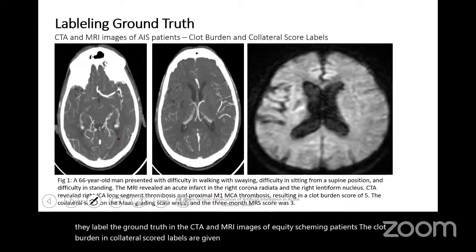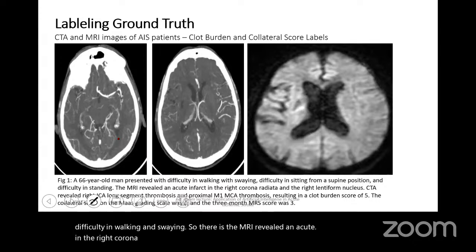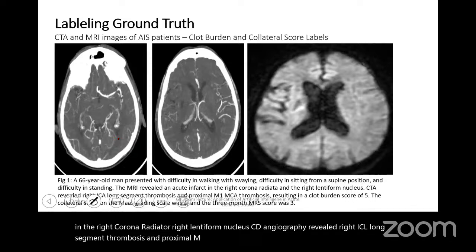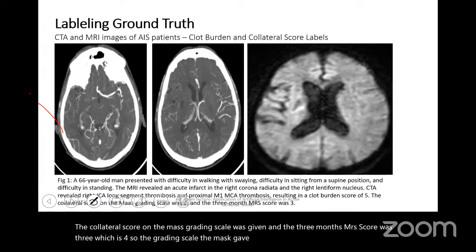Here is a 66-year-old man who presented with difficulty in walking and swaying. The MRI revealed an acute infarct in the right corona radiata and right lentiform nucleus. CT angiography revealed right ICA long segment thrombosis and proximal M1 MCA thrombosis, resulting in a clot burden score of 5. The collateral score on the MASS grading scale was given, and the 3-month mRS score was 3, which is poor. So the grading scale gave us the idea, so all these are put together.